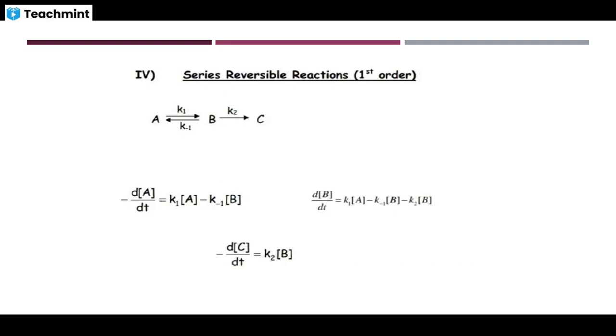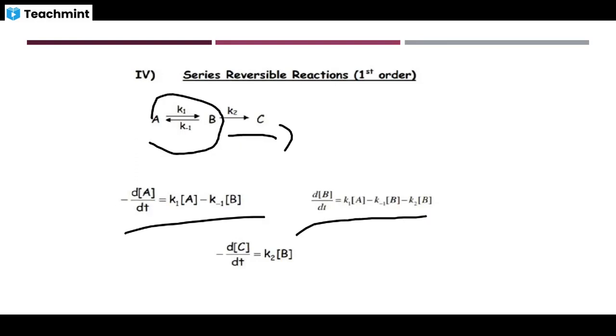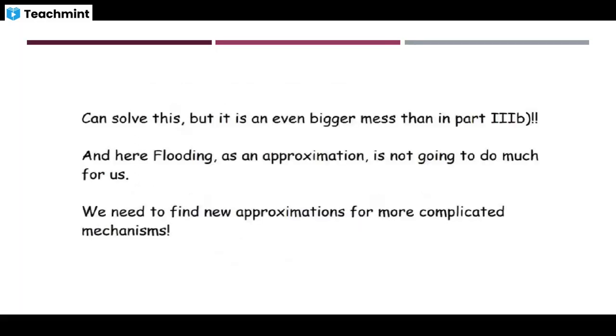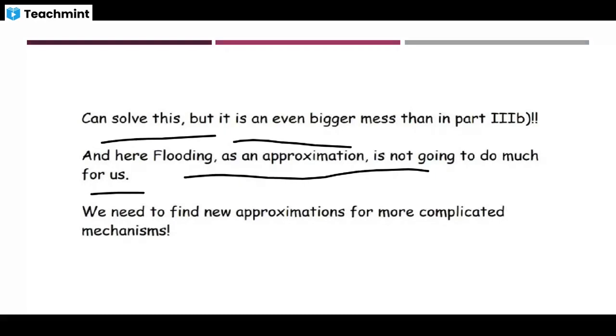Series reversible reaction. Okay, so it is an equilibrium reaction and it further goes to C. Then dA by dt equal to K1A minus K minus 1B, dB by dt equal to K1A minus K minus 1B minus K2B. Okay, so you should mention all the possible ways of forming and decomposing. Okay, dC by dt is nothing but K2B. Okay, we can solve this, but it is an even bigger mess than part B. After flooding, the approximation is not going to do much for us. We need to find new approximations for more complicated mechanisms.